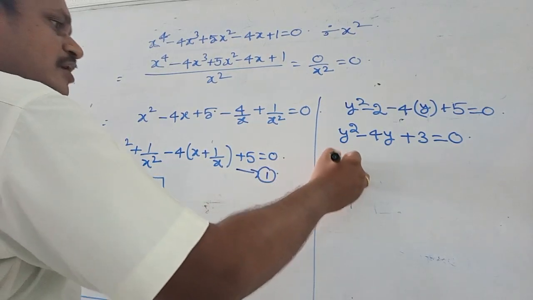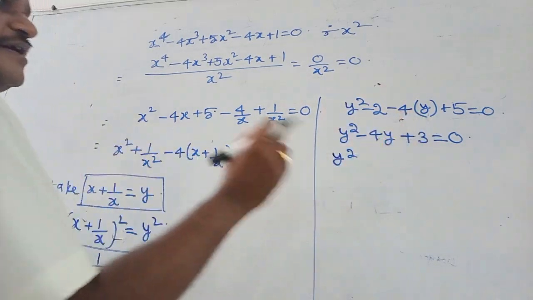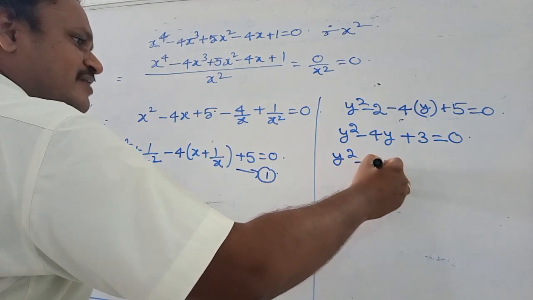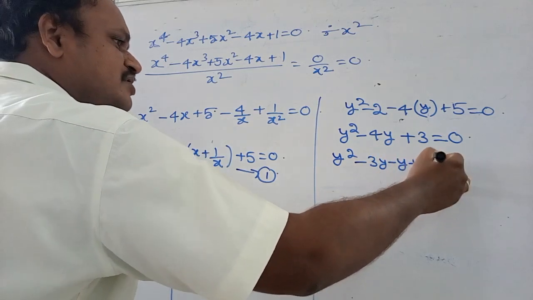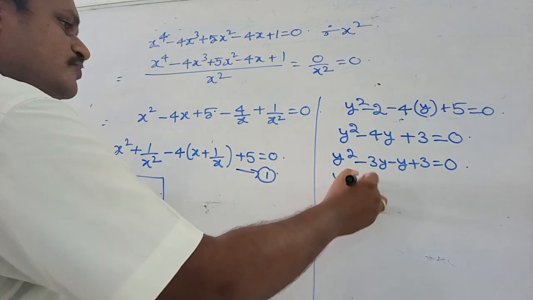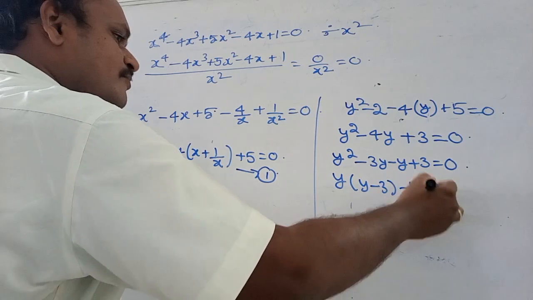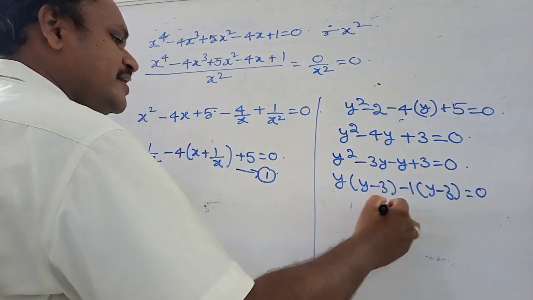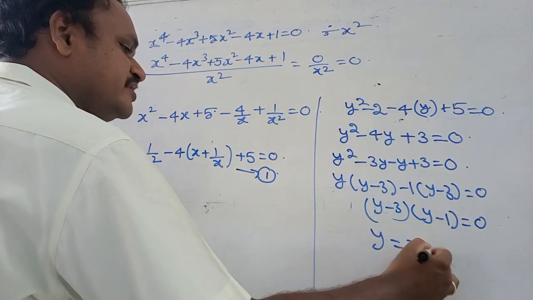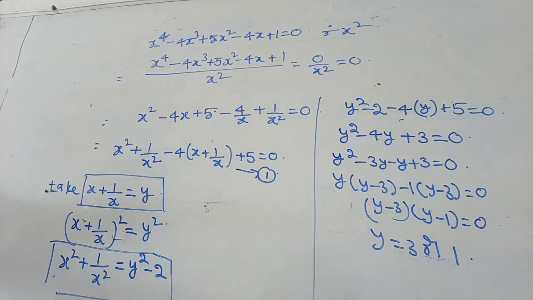Now we can solve this. Y square multiplied means 3y square, adding means minus 4y, then this is nothing but y square minus 3y minus y plus 3 is equal to 0. Once we have this, we try to factorize it. y minus 3 into y minus 1 is equal to 0, y is equal to 3 or 1. Now once we have got y is equal to 3 or 1, we will try to solve for the x values.